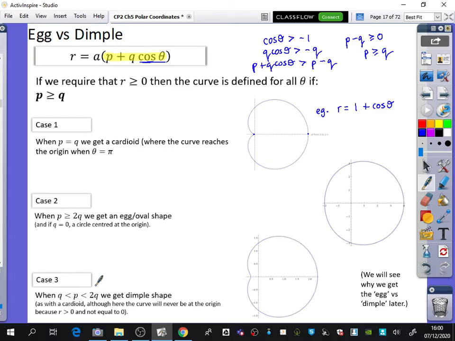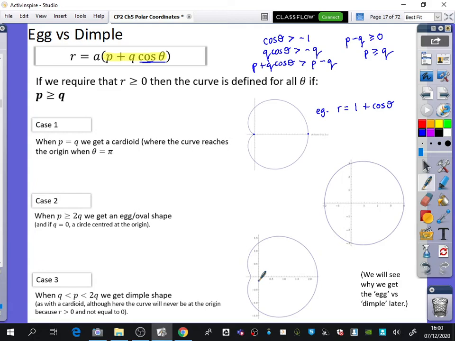And with a cardioid here, although the curve will never be at the origin because r is greater than 0, and it will not be equal to 0. So this bit, when the angle is pi, is when it's as close as possible to the origin. Again, it's more just looking at these shapes and trying to figure out how they would go.